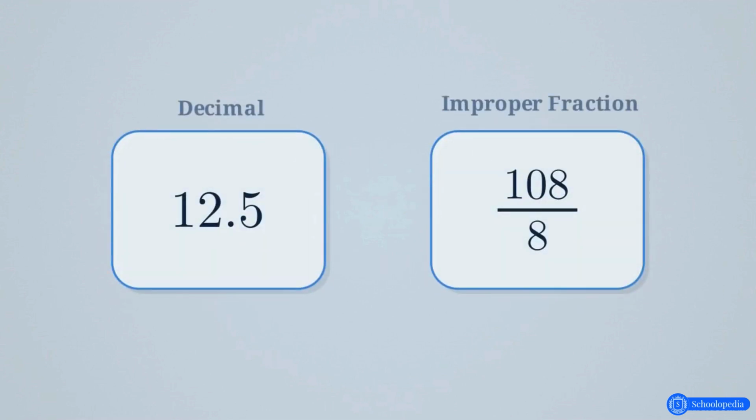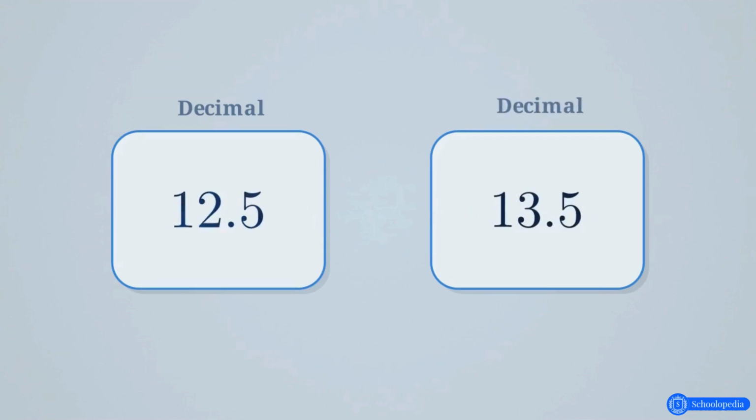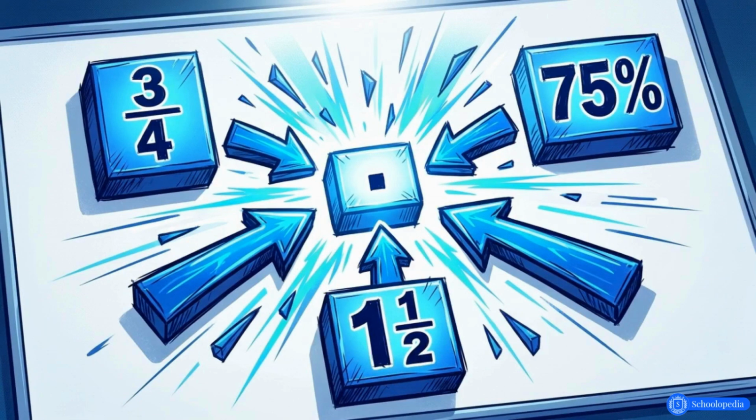Here is a heavier mismatch, the decimal 12.5 against the improper fraction 108/8. Applying the same rule, dividing 108 by 8 reveals its weight as 13.5. 12.5 is smaller, making our decimal less than the fraction. Anytime you see mixed formats, converting everything to decimals is the safest path to the correct answer.